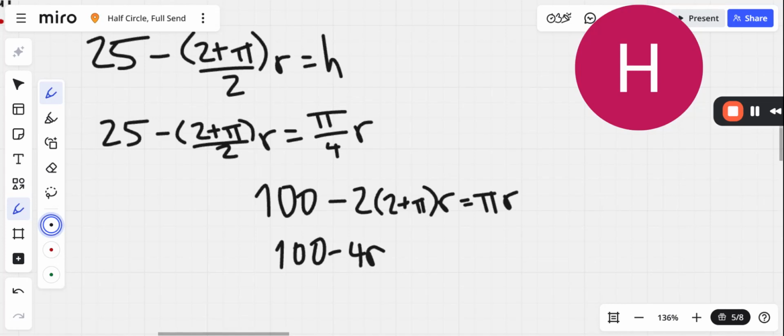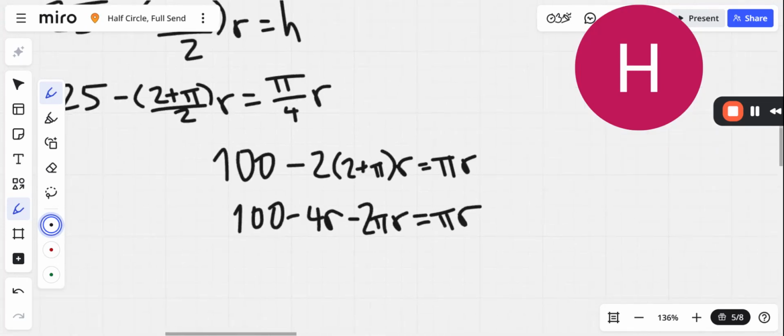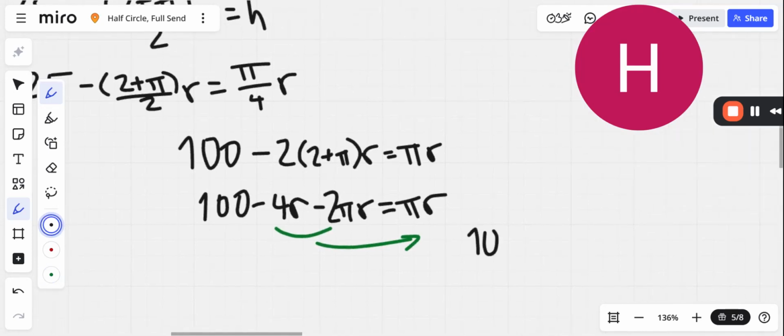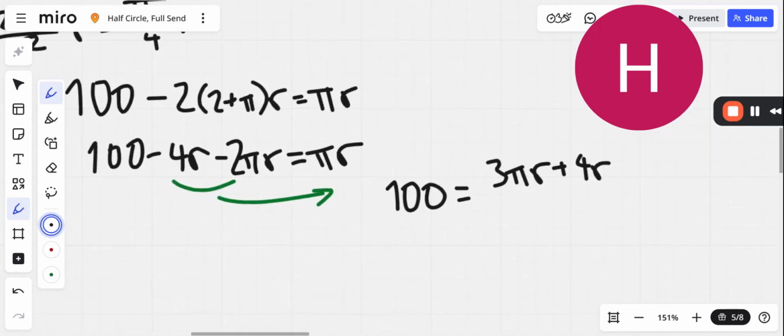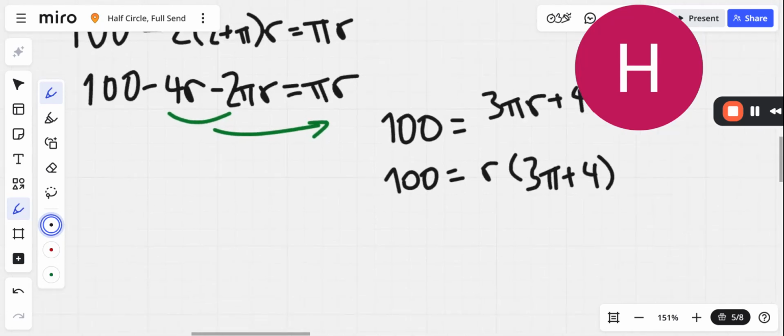4r minus 2 pi r equals pi r. We can add all the r terms on one side, probably getting these things over there so that they're positive. So 100 equals 3 pi r plus 4r, and then I can just factor out the r and divide this off, which is going to give me an r value of 100 over 3 pi plus 4.